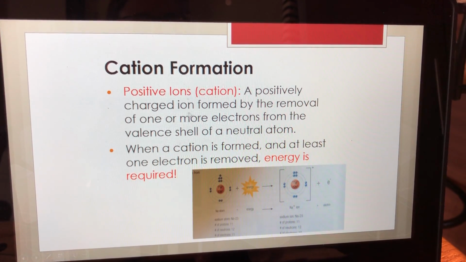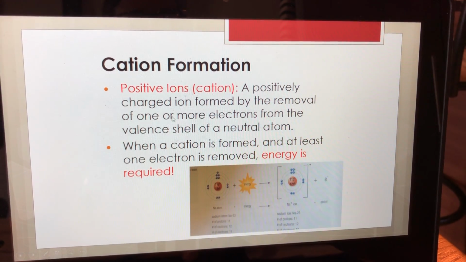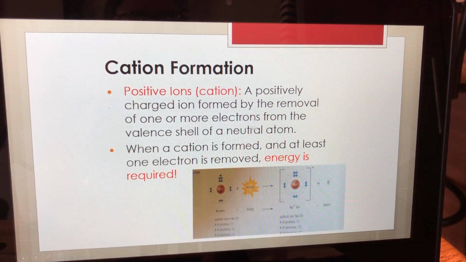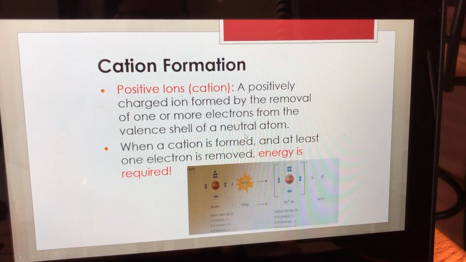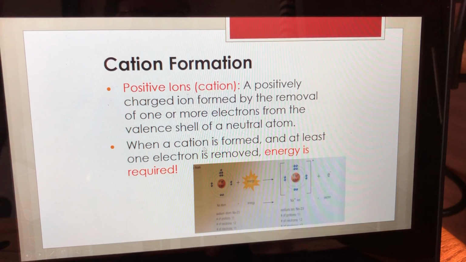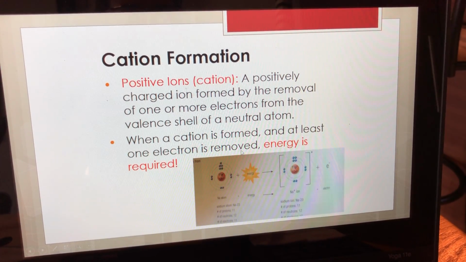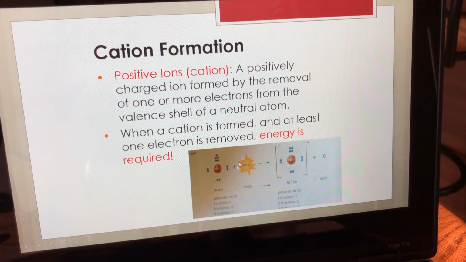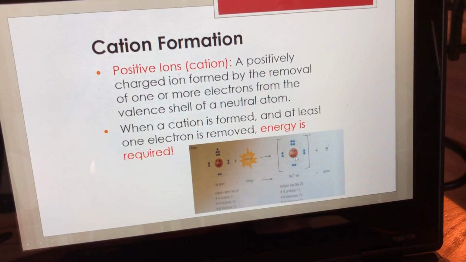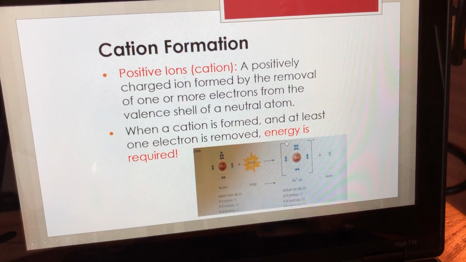A positively charged ion formed by the removal of 1 or more electrons from the valence shell of a neutral atom. When a cation is formed and at least 1 electron is removed, you need energy. Energy has to be put in for that to happen. So that's a requirement to form the cation.